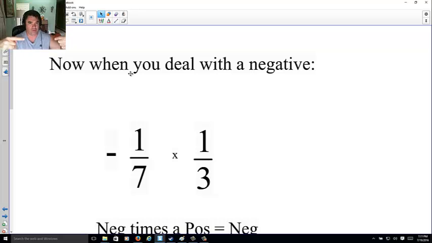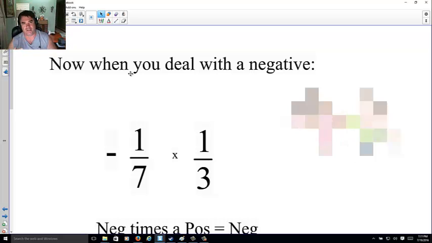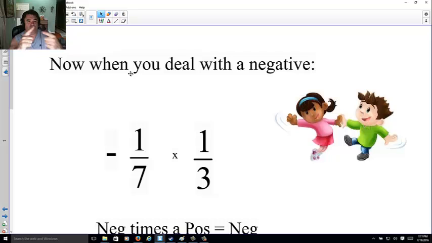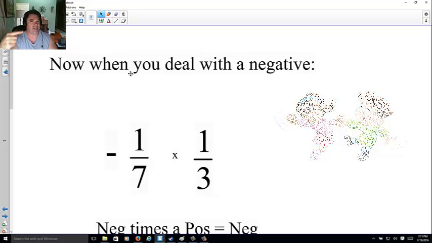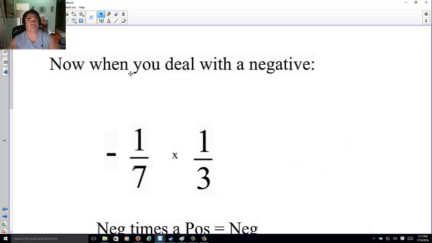If it's an even number, think of it like a dance. If everyone can dance with somebody, that's a positive. But if someone's sticking around and doesn't have anybody to dance with, that's negative. So when you have an even number, it turns positive. But if someone's stuck by themselves, that's negative. And that's how you remember it.